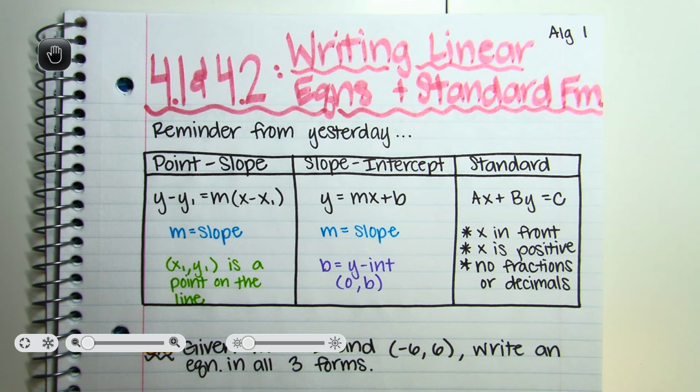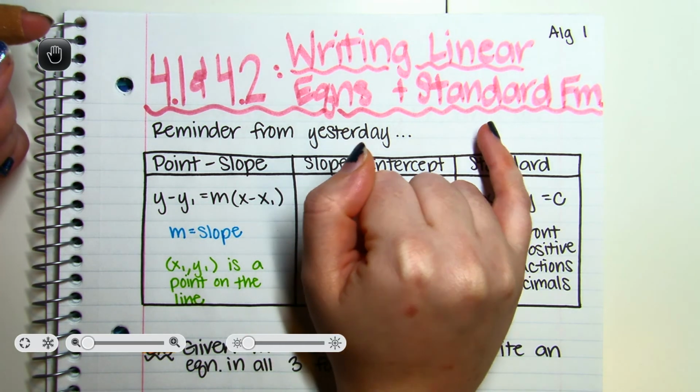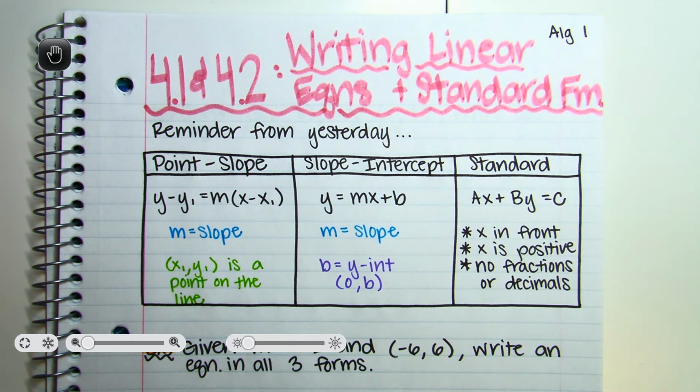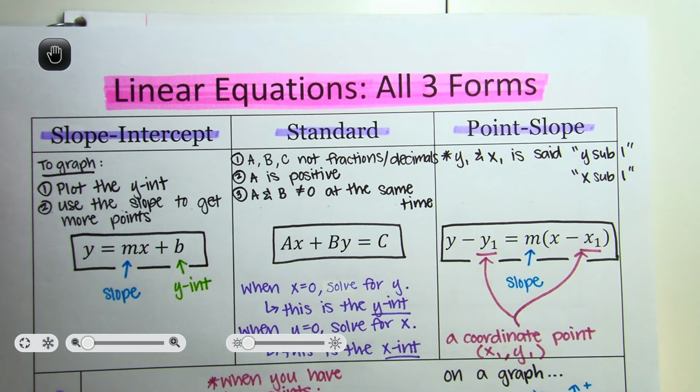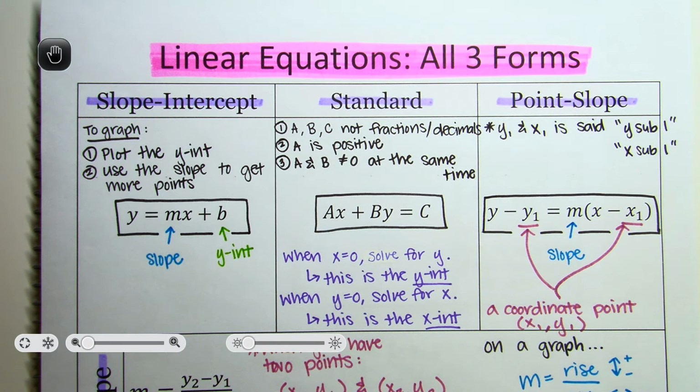Hi everyone, so today we're going to be doing notes on section 4.1 and 4.2, which is all about writing linear equations. And then I'm also adding standard form because your book does not include standard form. Now, if you have these notes from yesterday and you haven't already taken them out, please go ahead and take these out now. We are going to use this as a reference.